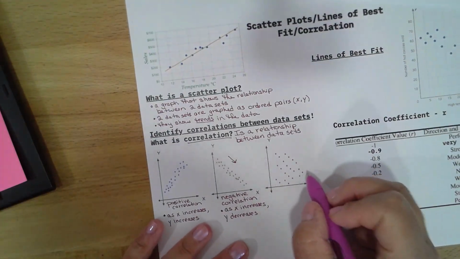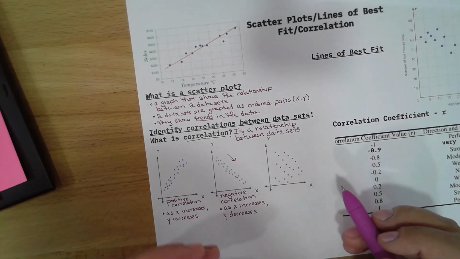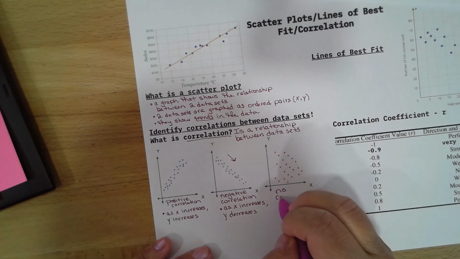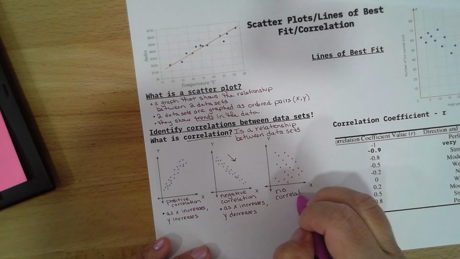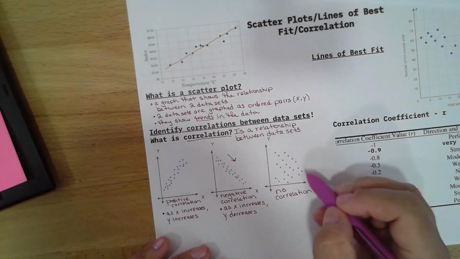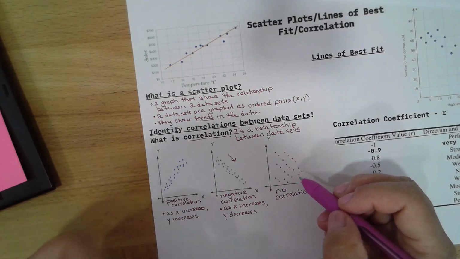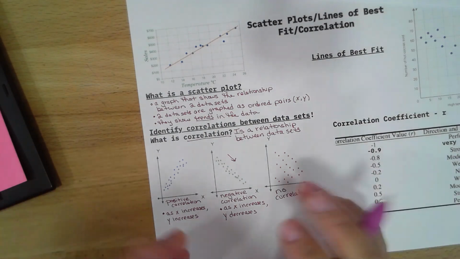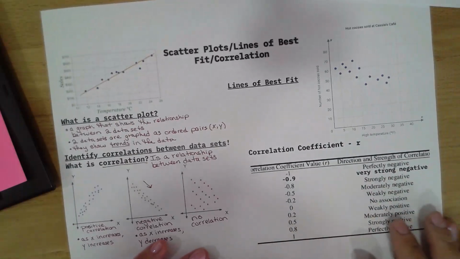This scatter plot, I think we can all agree there's no trend, right? Like you don't see it moving in a line. So this is no correlation. So an example of no correlation could be the month you were born and the color of your eyes, right? There's no correlation, no association between that.